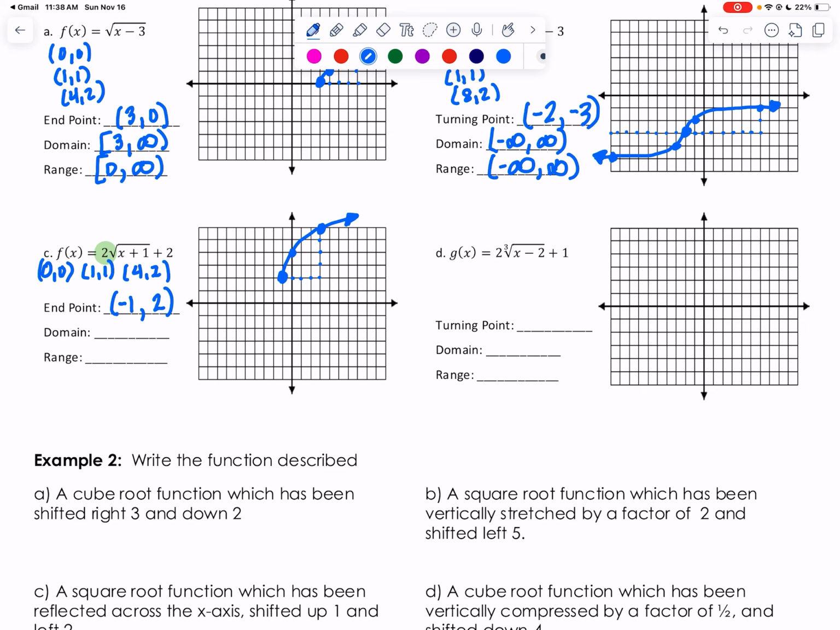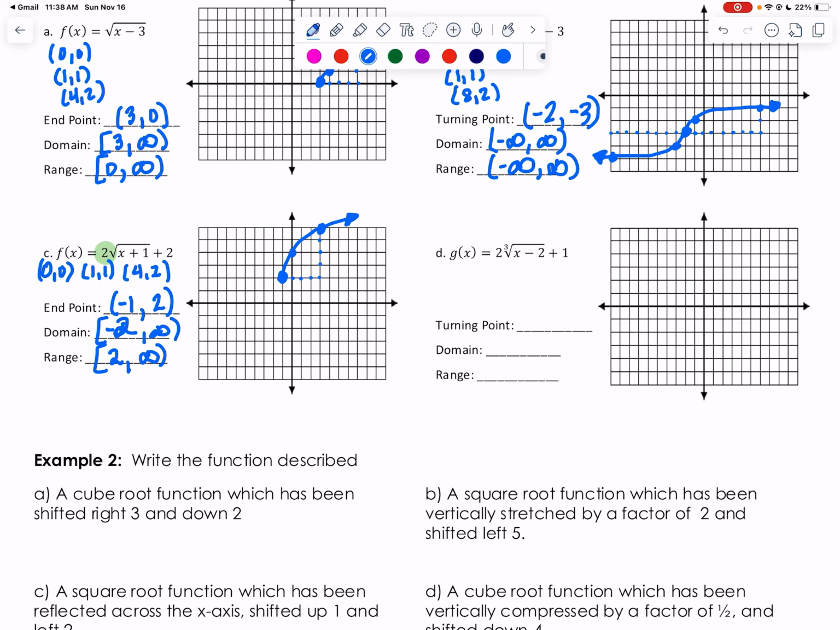All right, so our domain is negative 2 to infinity, and our range is positive 2 to infinity.